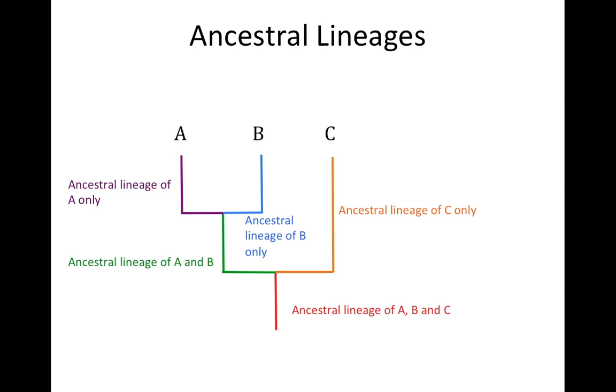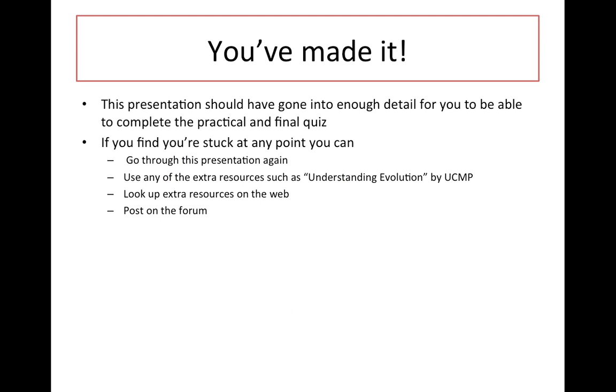If you ever do your own research on the internet and you come across these terms before, don't worry. A lot of phylogenetic terms are very easily found if you just Google them or look them up. So hopefully that's everything you need to know. This presentation should have gone into enough detail for you to be able to complete the practical and final quiz. If you're stuck at any point, go through this presentation again, use any of the extra resources. There's a really great one called Understanding Evolution, which is linked in the extra resource section. It's absolutely fantastic. I used it throughout my degree, and I know that my professors and my tutors also use it as well. It's brilliant. If you're stuck at anything, they explain it wonderfully. Look up other extra resources on the web or post on the forum.